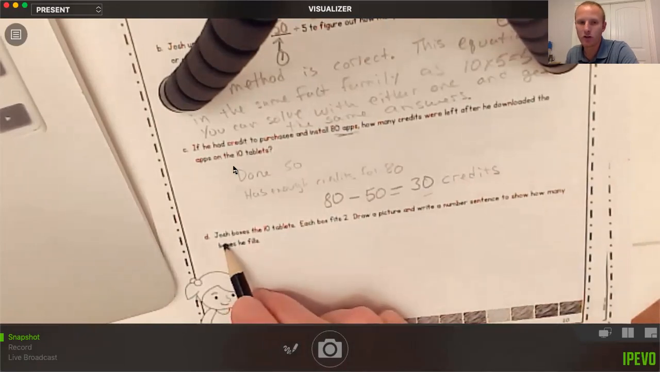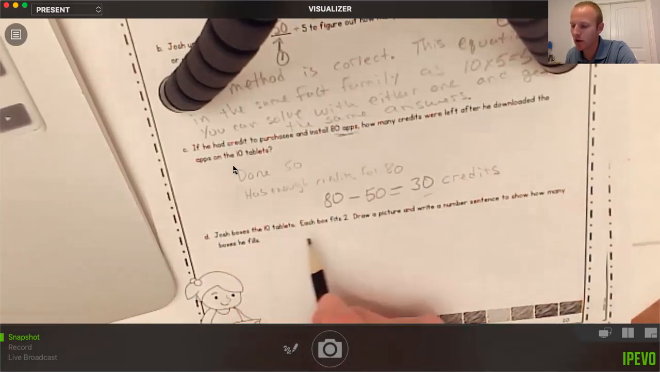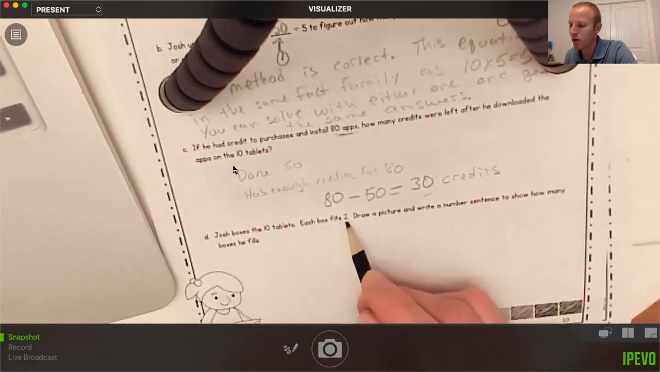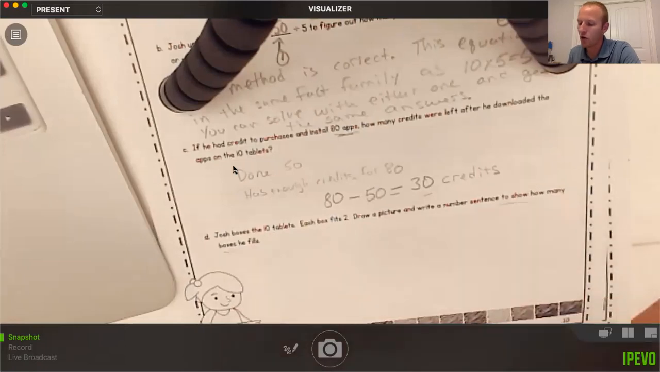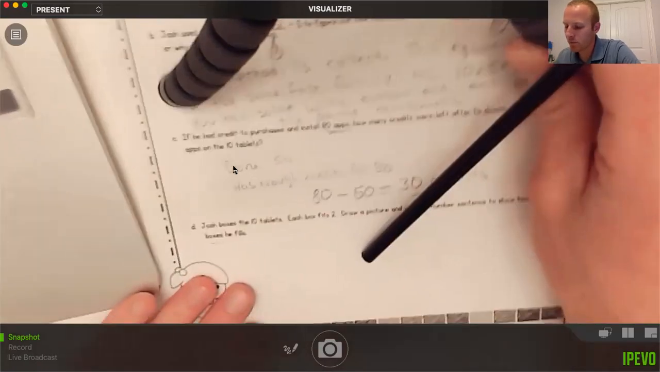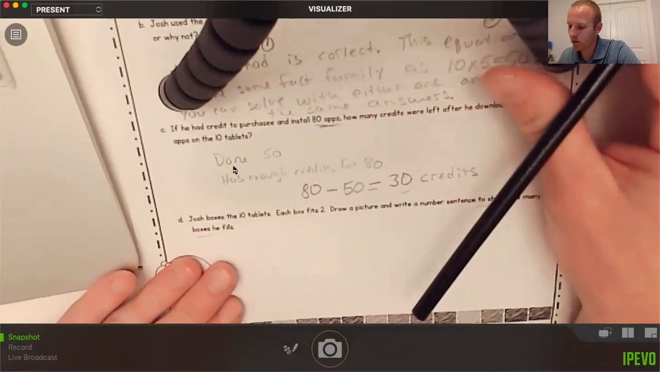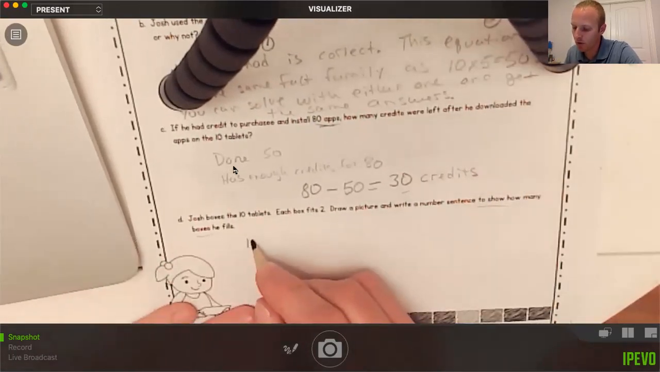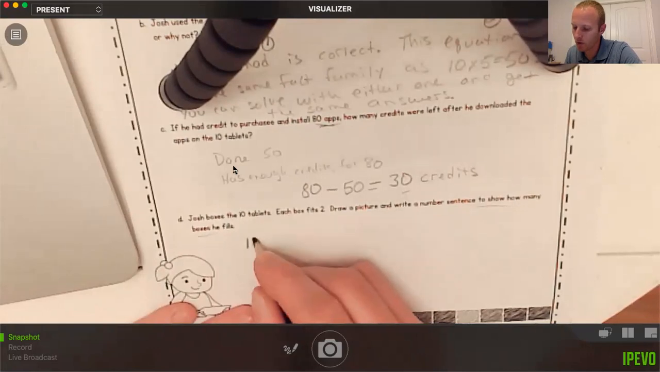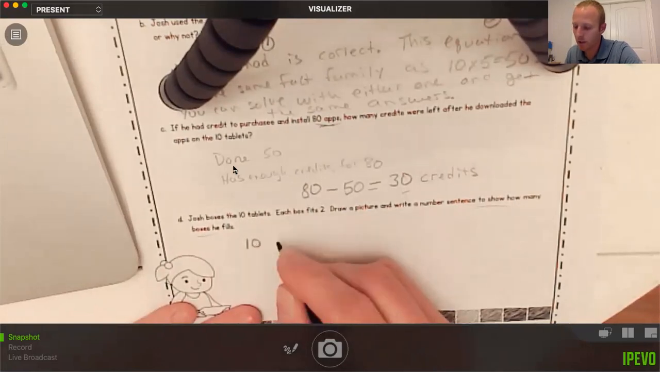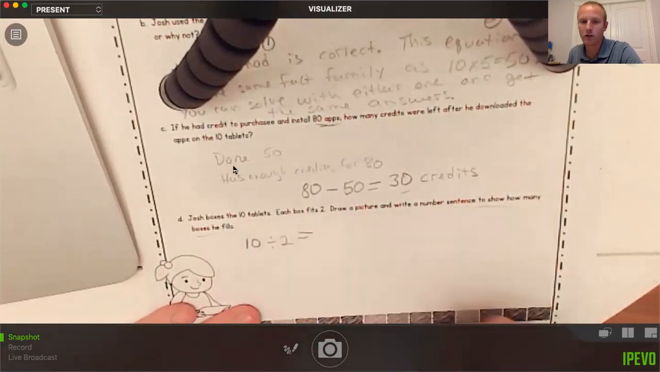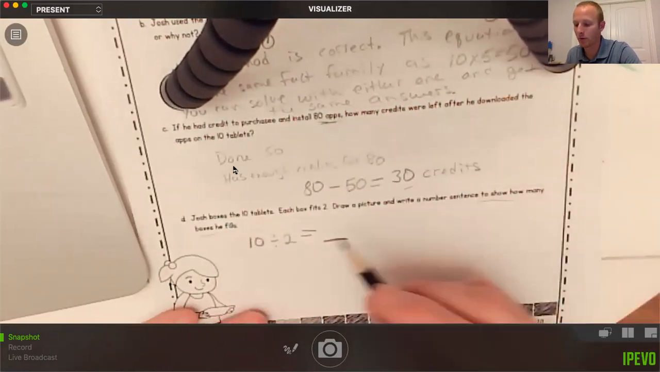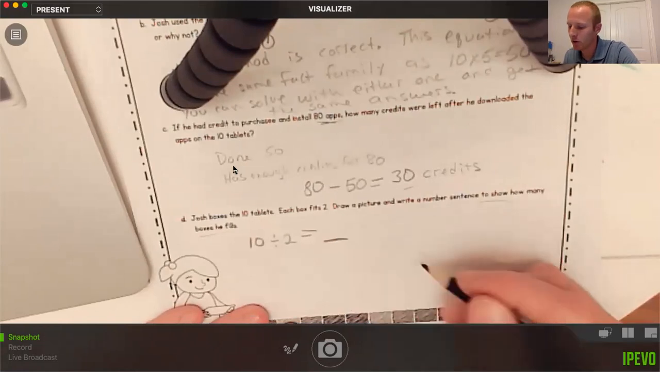And the last part here says Josh boxes 10 tablets. Each box fits 2. Draw a picture and write a number sentence to show how many boxes he fills. So he has a total of 10 tablets. I'm going to do the number sentence first. 10 tablets. He's putting them into boxes of 2. And we need to figure out how many boxes he has. Okay. Now is where I'm going to fill that back in a minute, but let's draw my picture first.